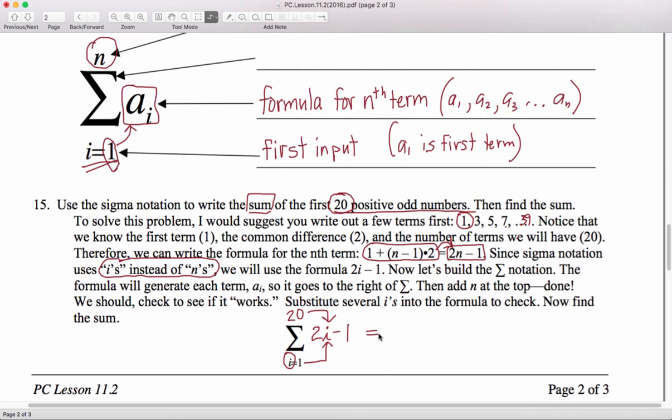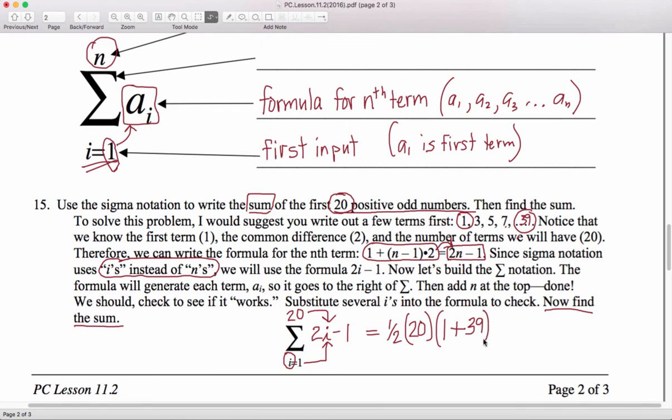And that's just the notation. Now we want to find the actual sum. To find the sum, we could use Gauss's formula. We could take 1/2 of n. There's going to be 20 numbers. And we could take it times the first term, which we could see is 1, plus the last term. The last term is found by plugging in the last input, which we did just to check, and we got 39 as our last term.